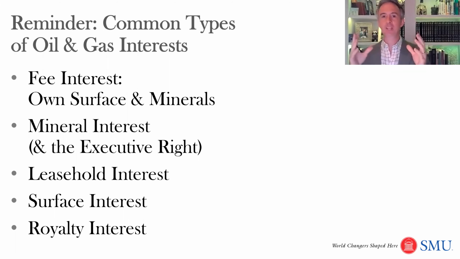So just as a reminder, here are some of the common types of oil and gas interests. Obviously, you have the fee interest where you own from heaven to hell, you own the minerals along with the surface and everything else. That includes ownership of the minerals. You can sell those minerals, so you can just have a mineral interest. Someone owns the surface, somebody has sold their minerals to others, and that comes with an executive right, which is the right to determine how the minerals are produced. We'll talk about those in future classes.